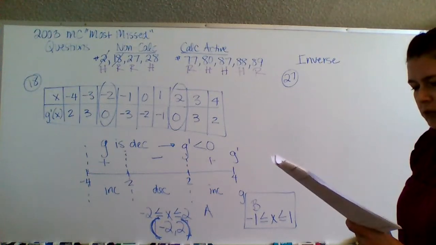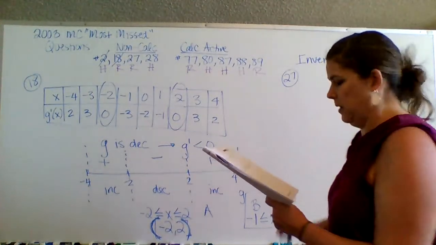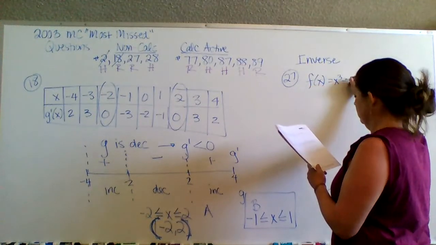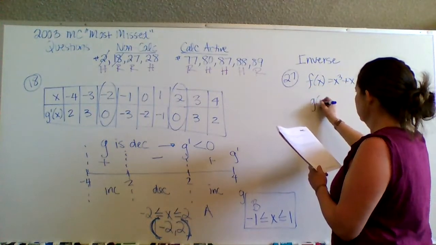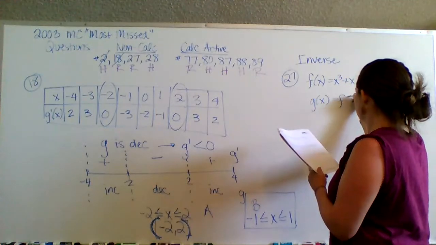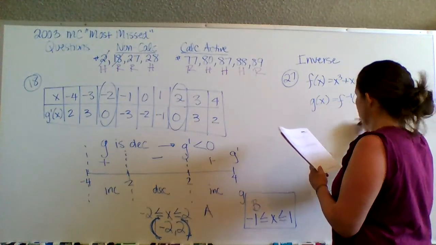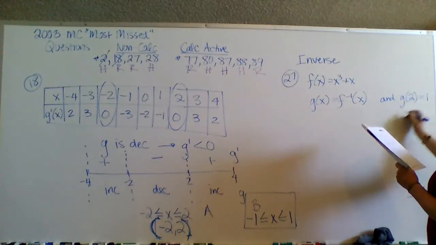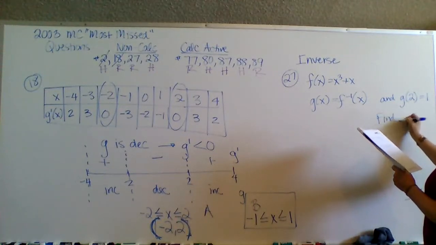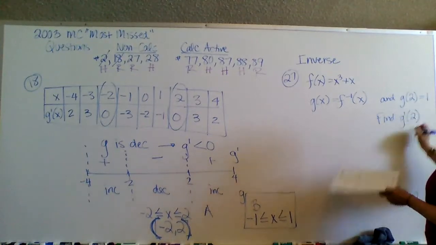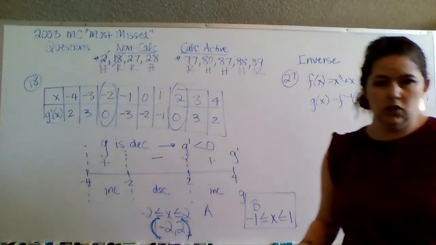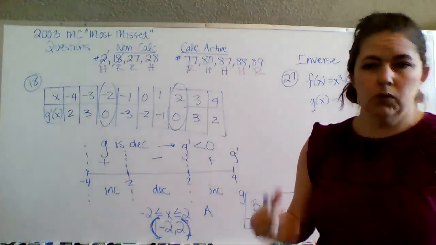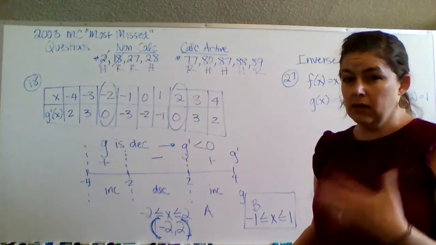If you read number 27, it says, let f be the function defined by f of x equals x cubed plus x. If g of x equals f inverse of x, remember that notation is for f inverse, and g of 2 is equal to 1, then we want to find the value for g prime of 2. There is a distinct way to do this problem every single time. And if you go through this way, you can get this problem right.